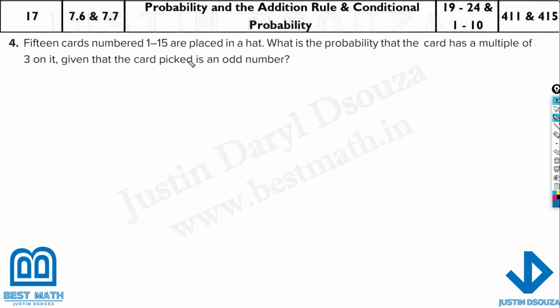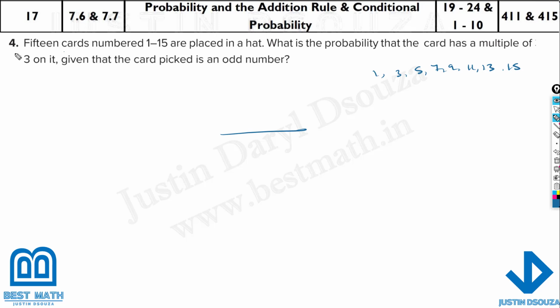Over here we have cards. 15 cards numbered 1 to 15 are placed in a hat. What is the probability that the card has a multiple of 3 on it, given that the card picked is an odd number? Now down below, we just need odd numbers out of 15. Sometimes students say it's 7 and some say 8. 15 by 2 is 7.5, approximated to 8, because we start with 1, not with 0. But the actual method, see, the cards are very few. So just write out the odd numbers: 1, 3, 5, 7, 9, 11, 13, and 15.